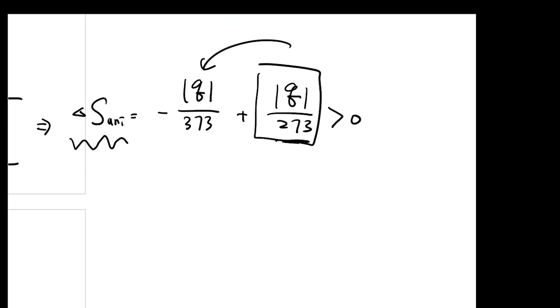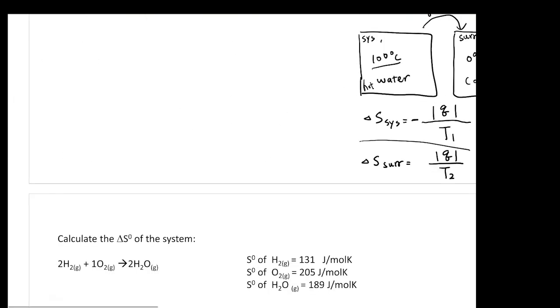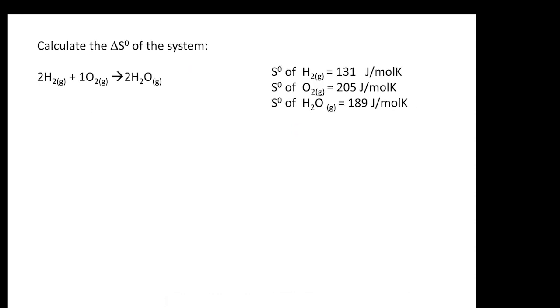If you can calculate your delta S universe, based on its sign you can know whether the process is going to happen spontaneously or not. Let's put these things into a more numerical form. We're going to calculate a few things here. This is also the kind of question you're going to see a lot in your homework.